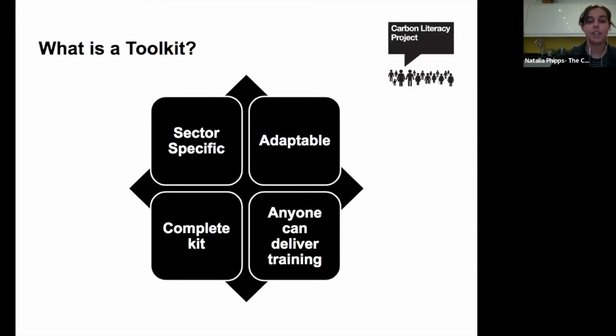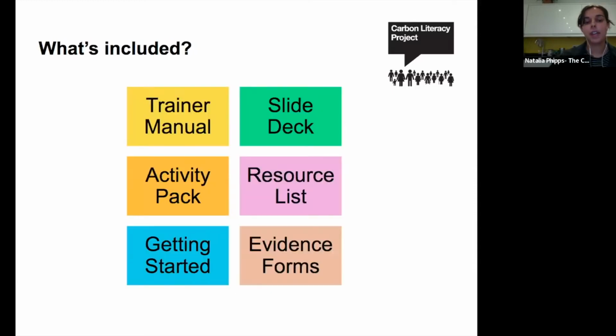And everything which is needed to deliver the training is included in the toolkit. There is a detailed trainer manual containing comprehensive instructions and explanations of all the training materials. There's a slide deck, an interactive activity pack, and there are regularly updated lists of resources, which contain general and museum sector advice and links, which you can use as an individual and as a museum sector worker. There's also a getting started pack, and all of the evidence forms needed to complete the training are within there. So it really is everything that you would need to deliver.